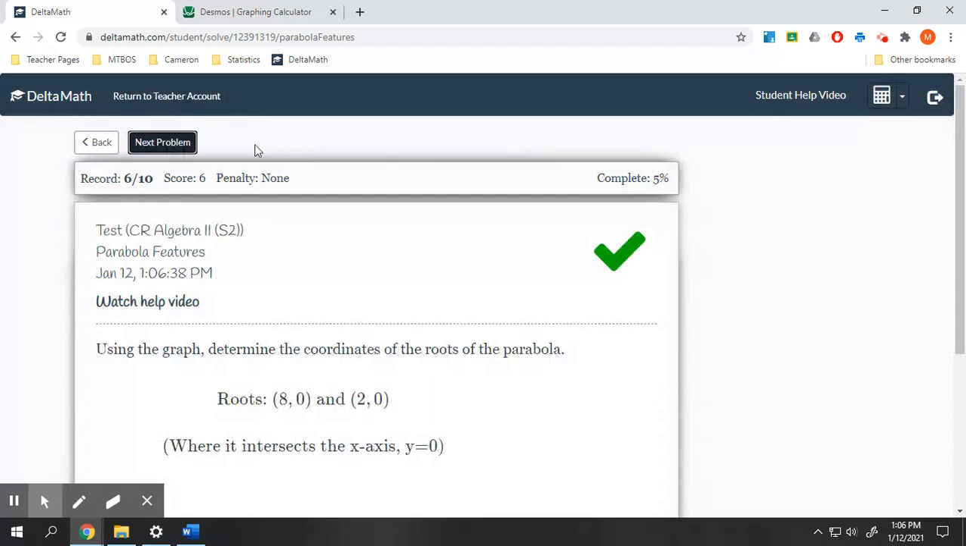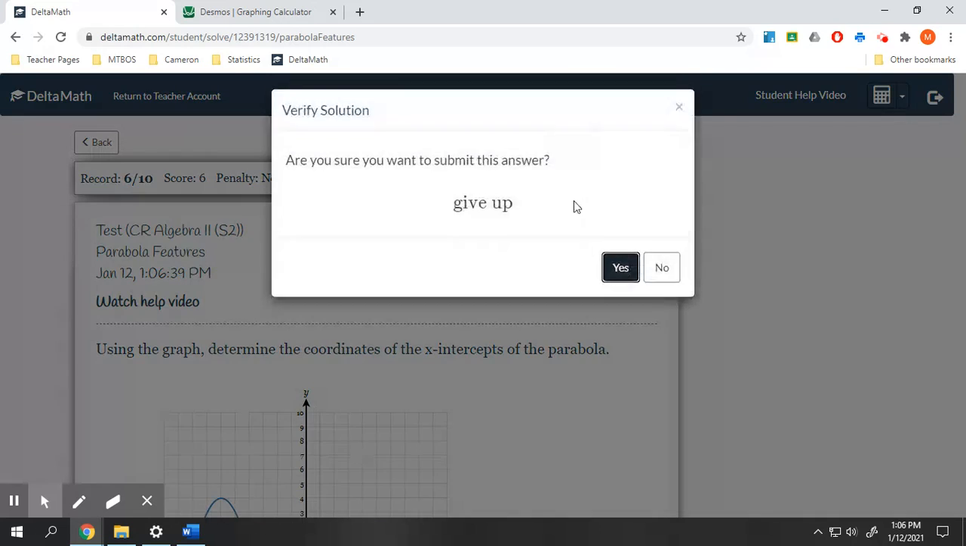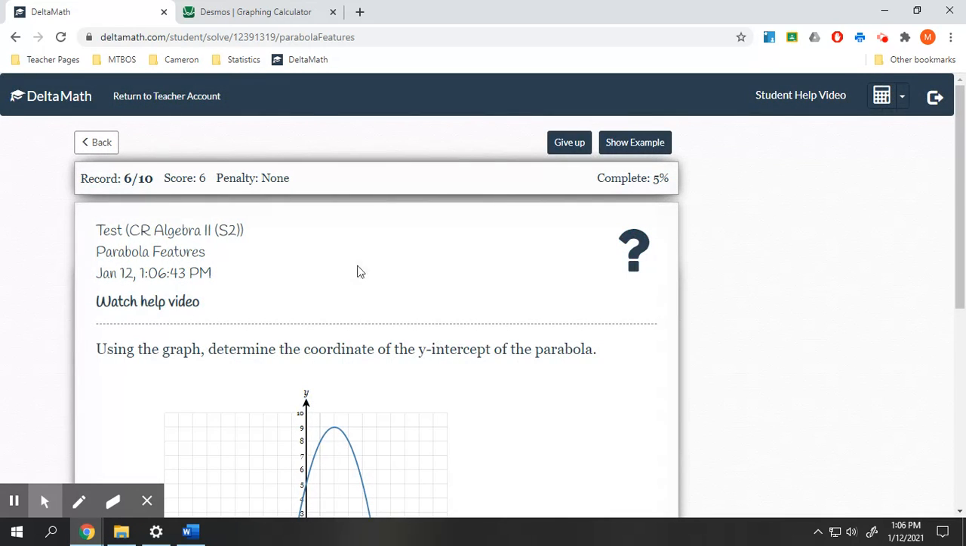All right, I might end up skipping the next one if it's roots again. Man, give up. Yes, I want to, there we go.